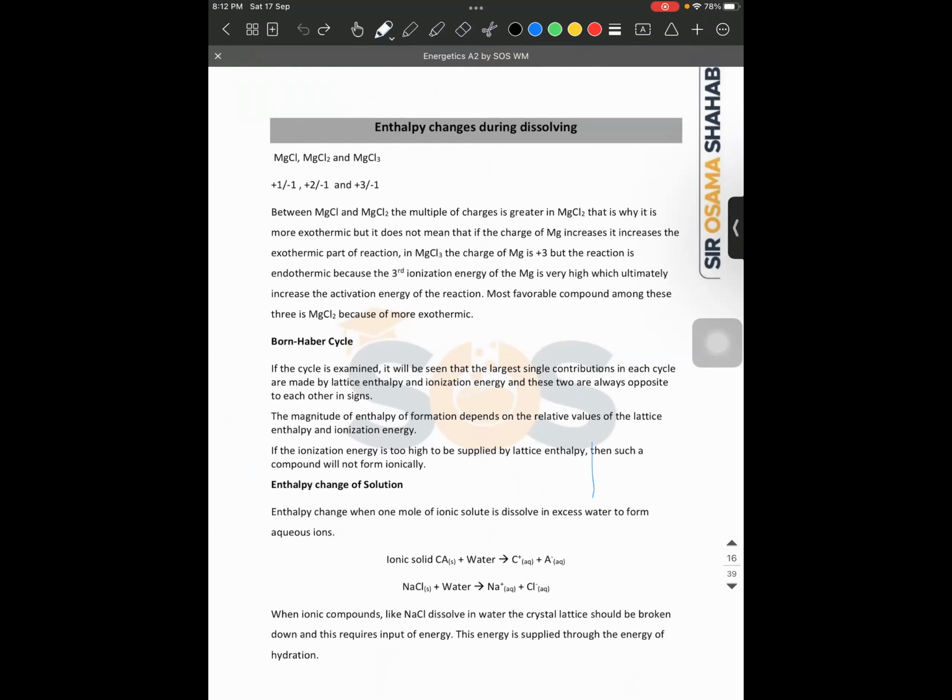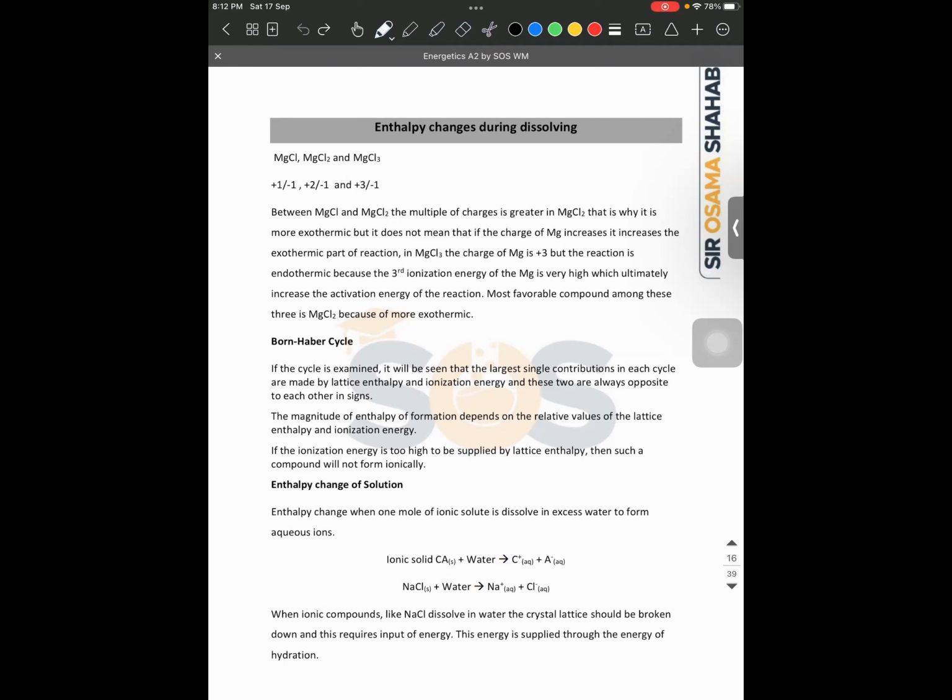So over here, this is the previous thing that you know, right? For example, if you have MgCl, the charges are +1 and -1, and if you have MgCl2, then the charges are +2 and -1, and if it is MgCl3, then the charges are +3 and -1, right? We know that when the product of charges increases, definitely the exothermicity, or the energy released during the crystal formation, will increase.